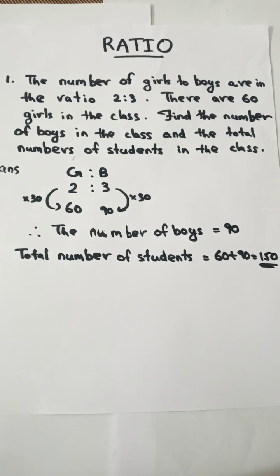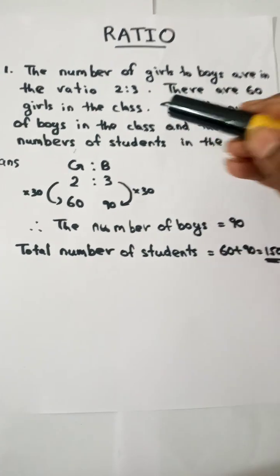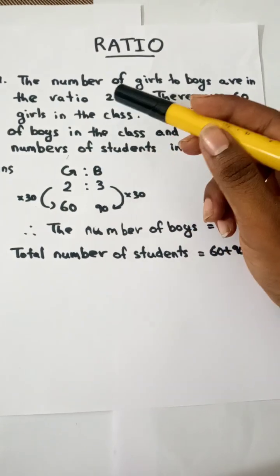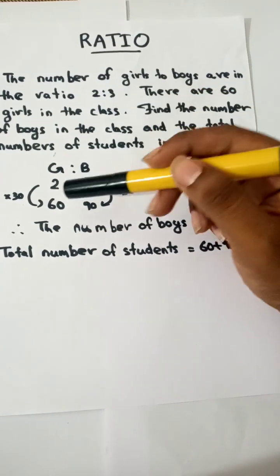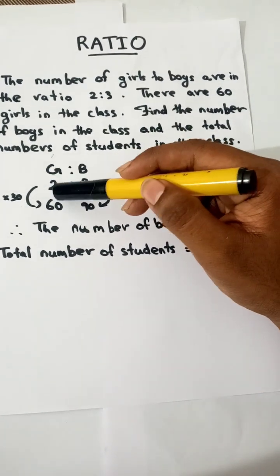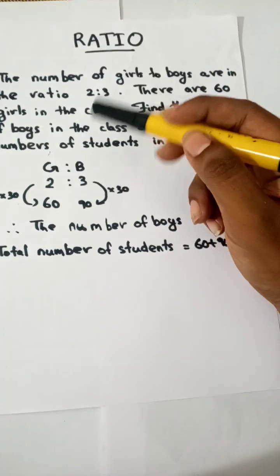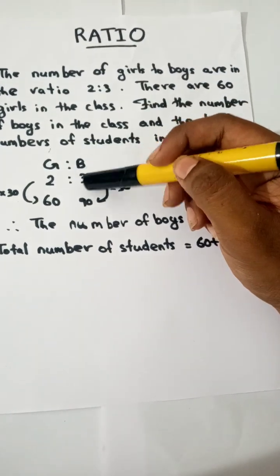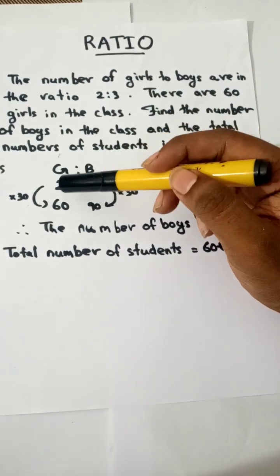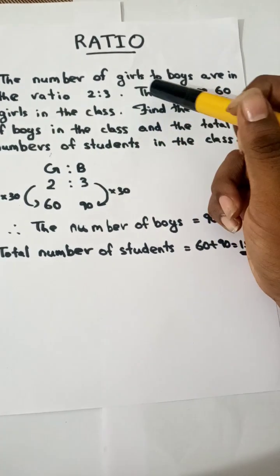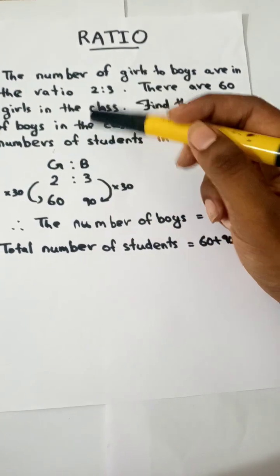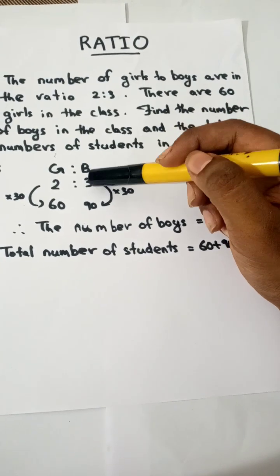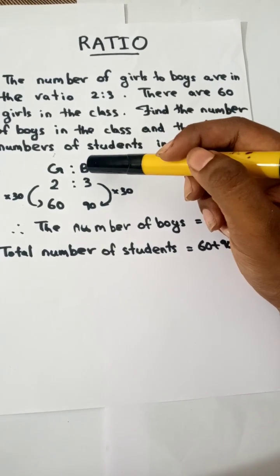The number of girls to boys are in the ratio 2 is to 3. So writing 2 in the girls place and 3 in the boys place. There are 60 girls in the class, so writing 60 in the girls position, we want to find the number of boys in the class.